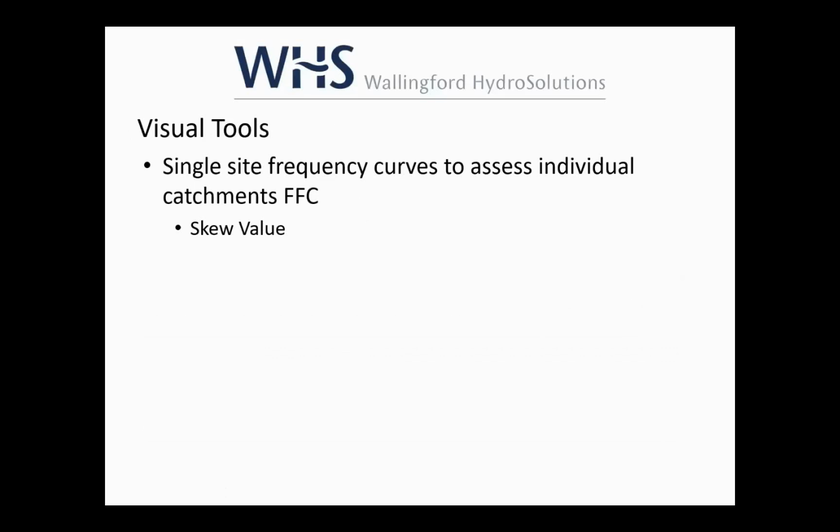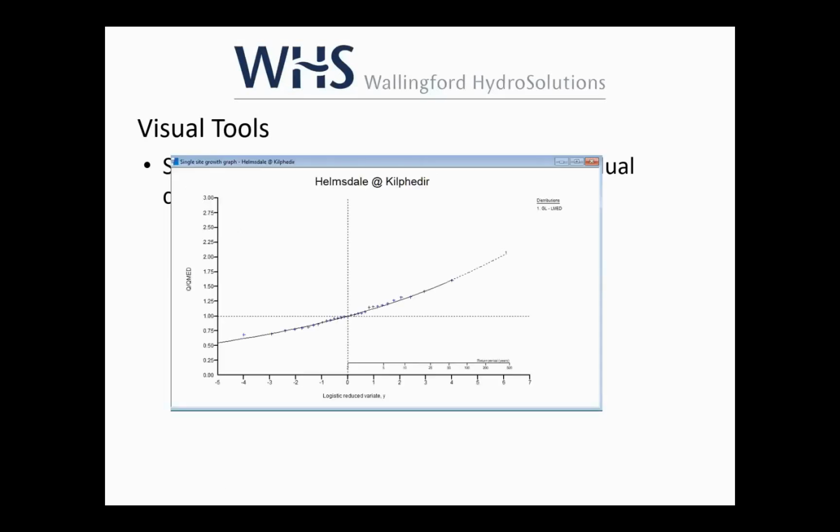We can also use visual tools, so probably the first one to really have a look at is the single site frequency curves for our pooling group members. So these are gauge sites, so they are going to have flood frequency curves. In this case, this is the Helmsdale gauging station at Kilfida. And basically these blue dots are the annual maxima record, and the generalized logistic distribution has just been fit through that. And this is the growth curve for that pooling group member.